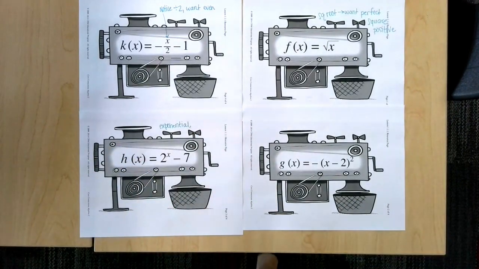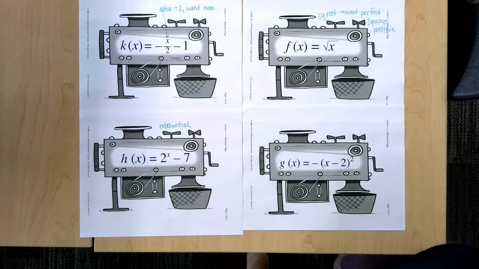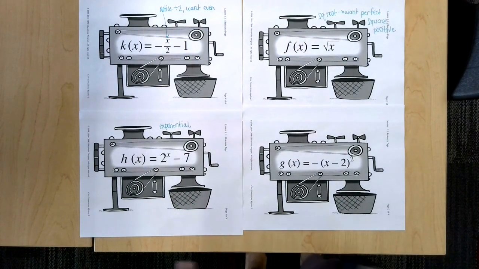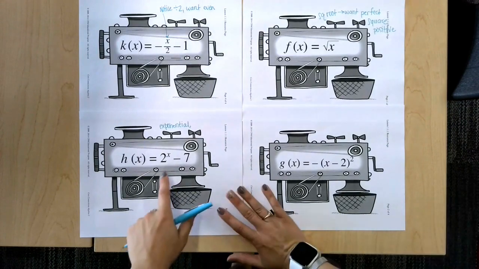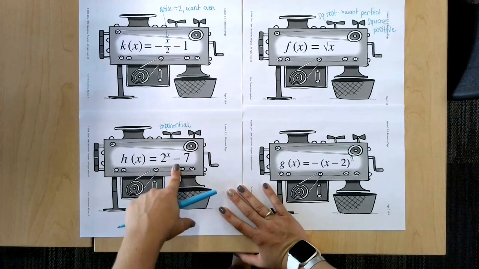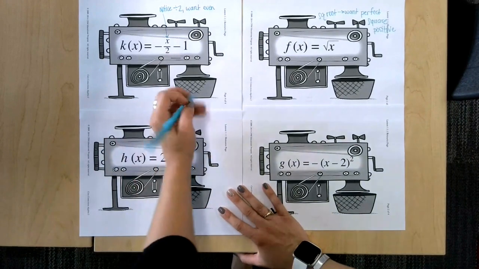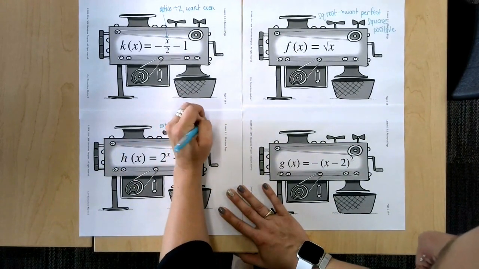Does anybody remember what an exponential will do to a number? If it's positive, it's going to make this number bigger. So I feel like this here is going to produce some kind of big number.